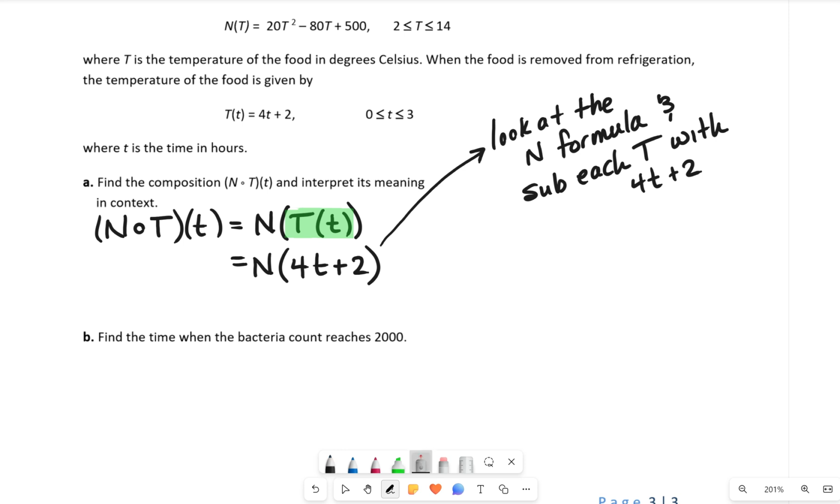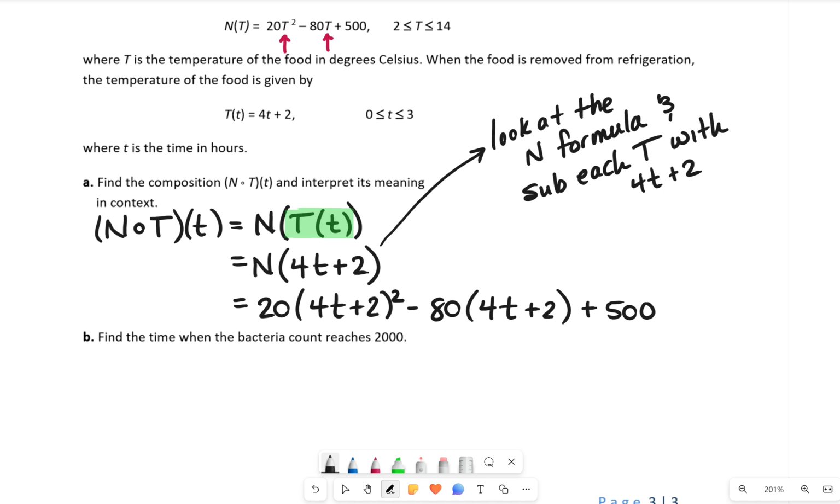So let's do what the direction says. Look at the n formula. Where's my n formula? Right up here. What do I need to do? I need to replace every capital T, that's a capital T, that's a capital T, with 4t plus 2. So 20, open parentheses, 4t plus 2, squared, minus 80, open parentheses, 4t plus 2, and then plus 500. So that's the composition of n composition T of t.